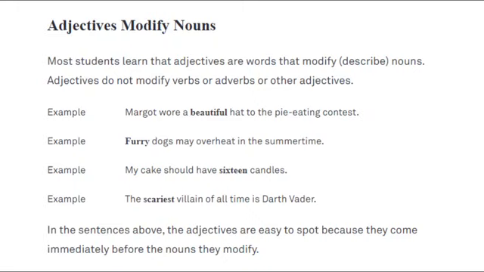So in the sentences above, the adjectives are easy to spot because they come immediately before the nouns they modify. Point to be noted. Generally, adjectives are placed before a noun, so it's very easy to spot them and identify them. Now move ahead.